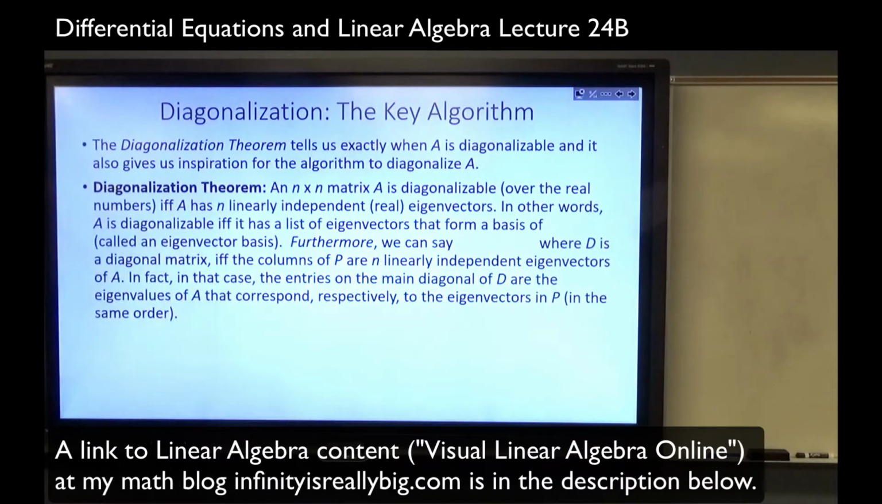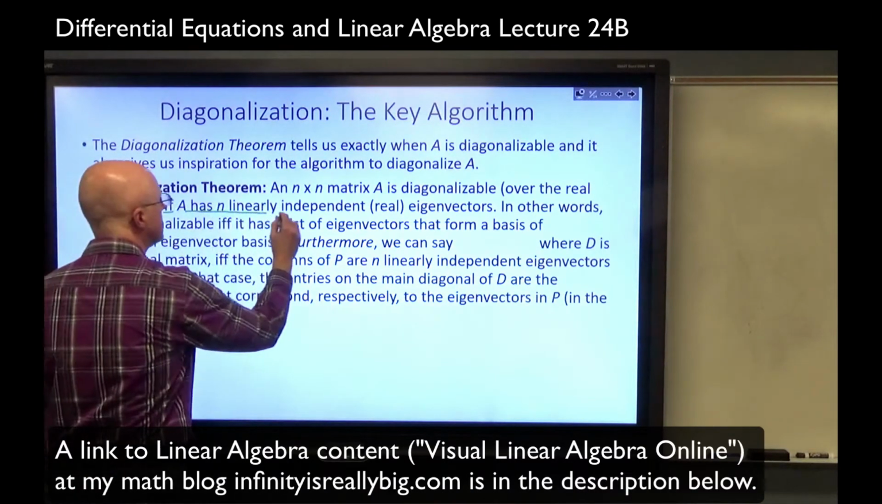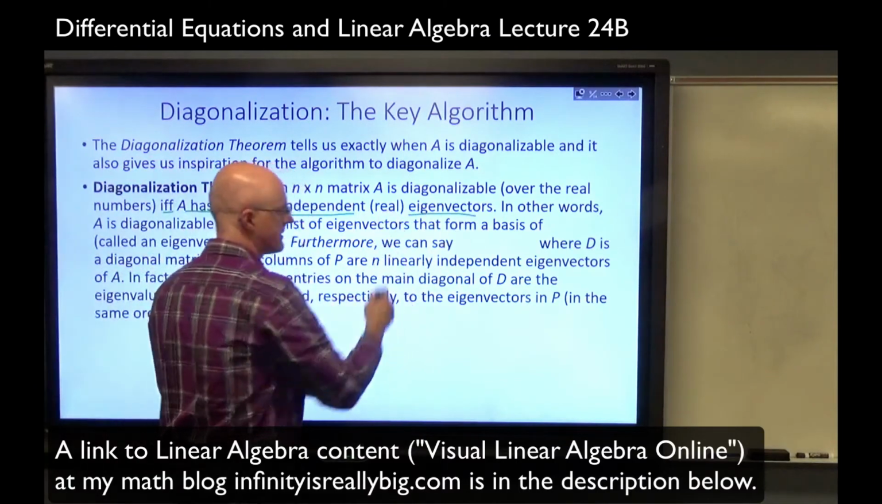Here's the theorem. An n by n matrix is diagonalizable, the assumption here is only with real number entries in matrices, so this is diagonalizable over the real numbers, if and only if, IFF means if and only if, it's equivalent to A having n linearly independent eigenvectors that are necessarily real eigenvectors as well.